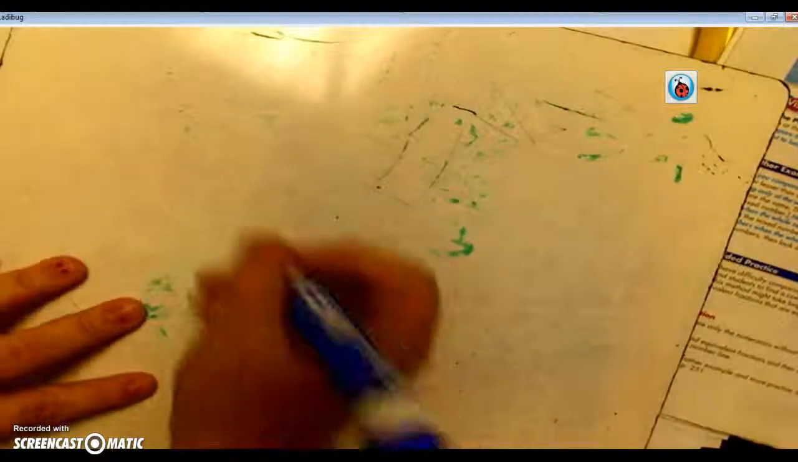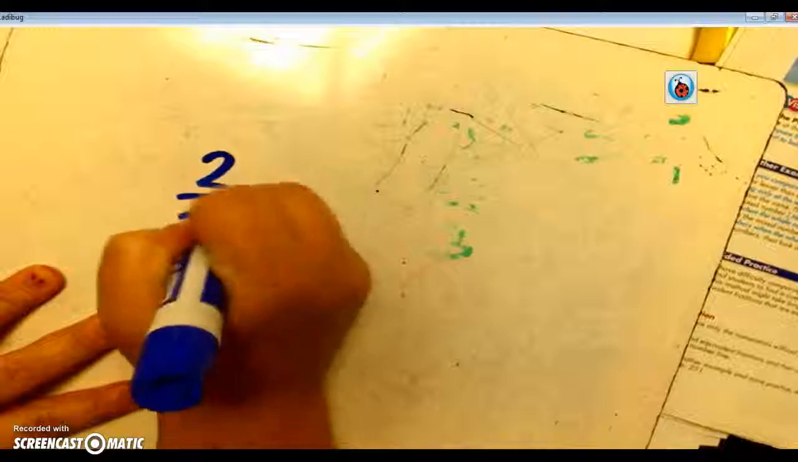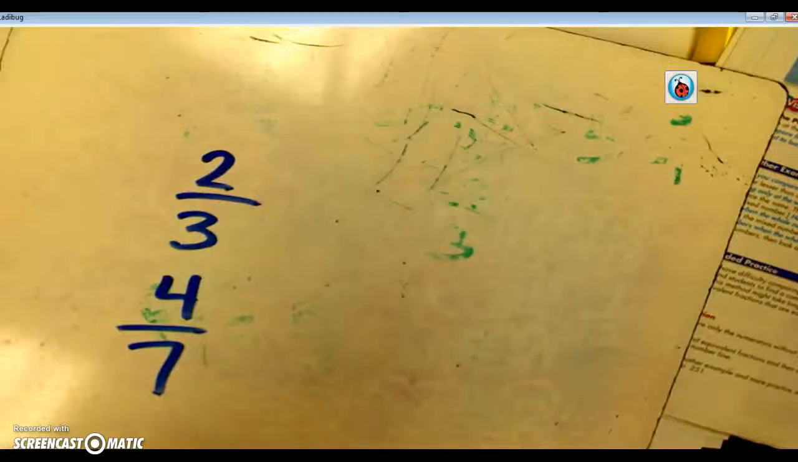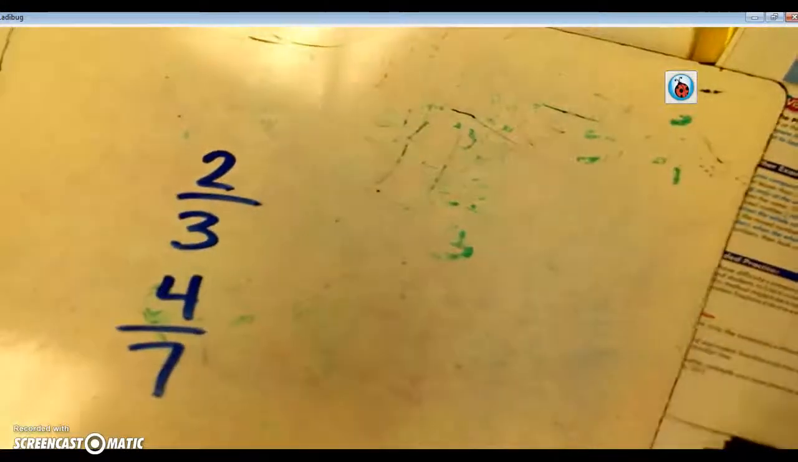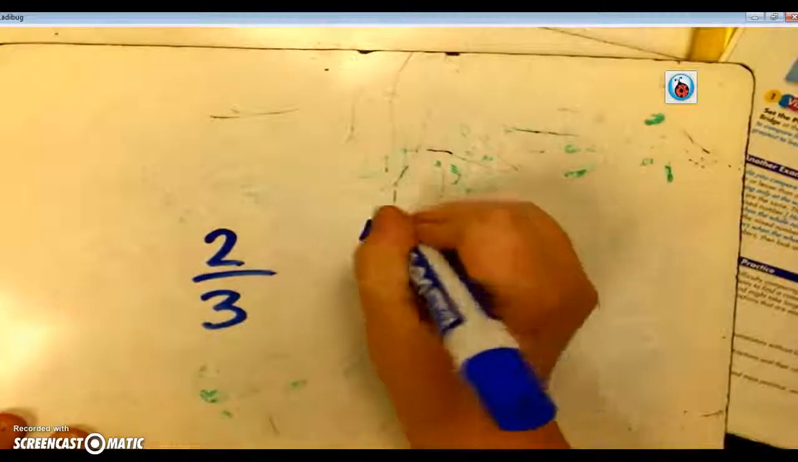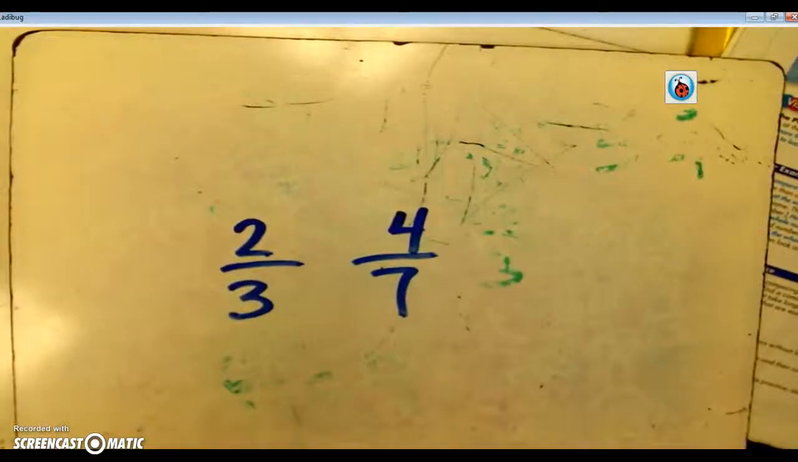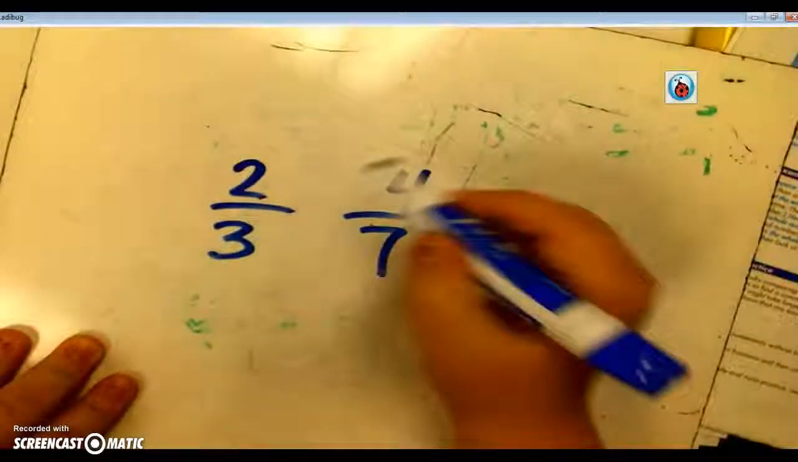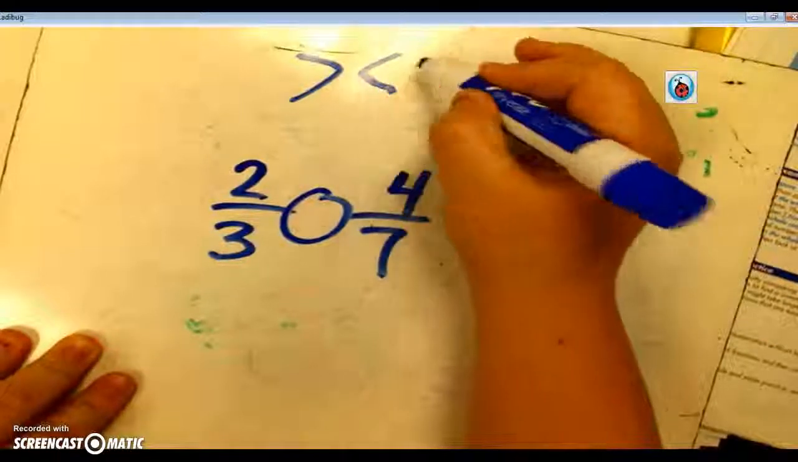Okay, you're doing 2/3 and 4/7. Folks, your focus should be on your board. Who did butterfly method? Okay, I want to know greater than, less than, or equal to.